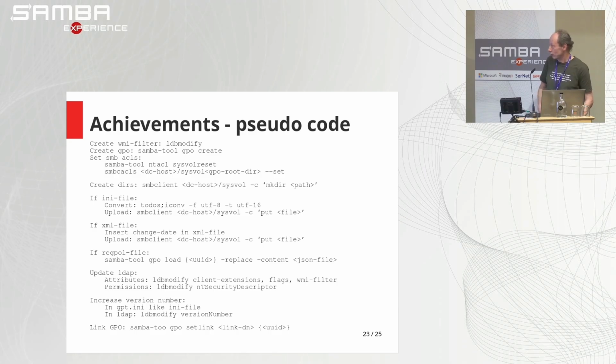INI files: you first convert them from Linux to DOS, and then you can upload them. XML files, you don't need to convert them, but you need to put the date in it. Registry pol files, you can load them from the JSON file, and then you have to do some LDAP update to get the client-side extensions, the flags, and the WMI filter. Of course, we need to set the permissions on LDAP, and then we increase the version number in GPT.INI and in the LDAP record. And finally, we link it somewhere.